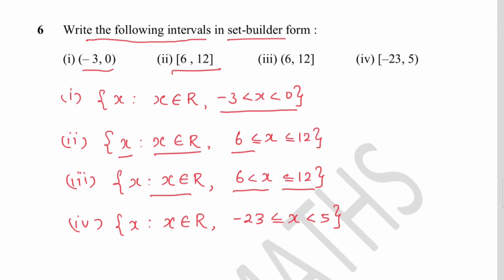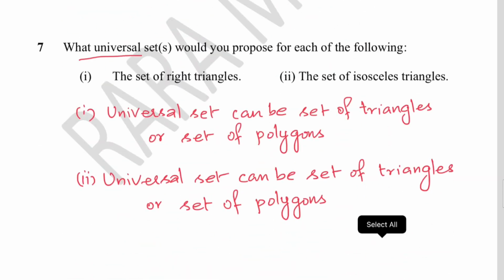And the fourth question, [-23, 5), where -23 is included and 5 is not included. So you can say the set of all x such that x belongs to R and -23 less than or equal to x less than 5. So if the number is included, square bracket, you write less than or equal to. If it is an open bracket, then it is less than, there is no equal to, the number value is not included.